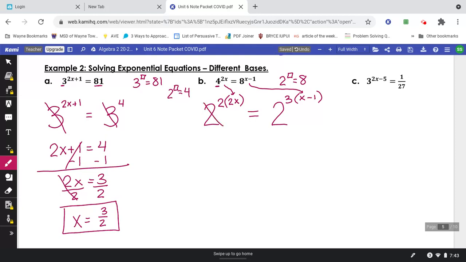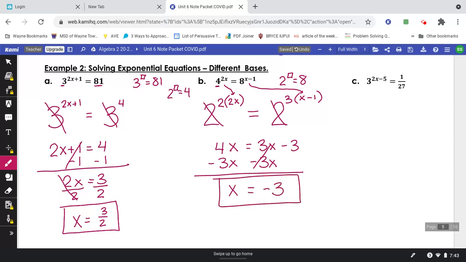The rest of it is just your regular solving. 2 times 2x, I'm going to multiply those to get me 4x. And over here, 3 times x minus 1, I'm going to distribute, 3x minus 3. And then we'll subtract 3x from both sides. And 4 minus 3 is 1x. I'll just write that as x equals negative 3, and my problem is solved.